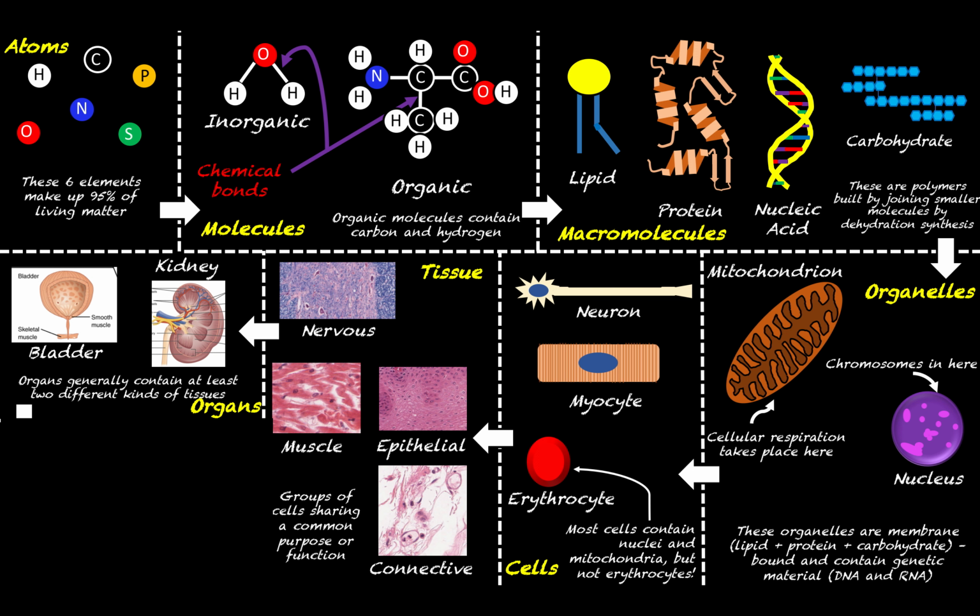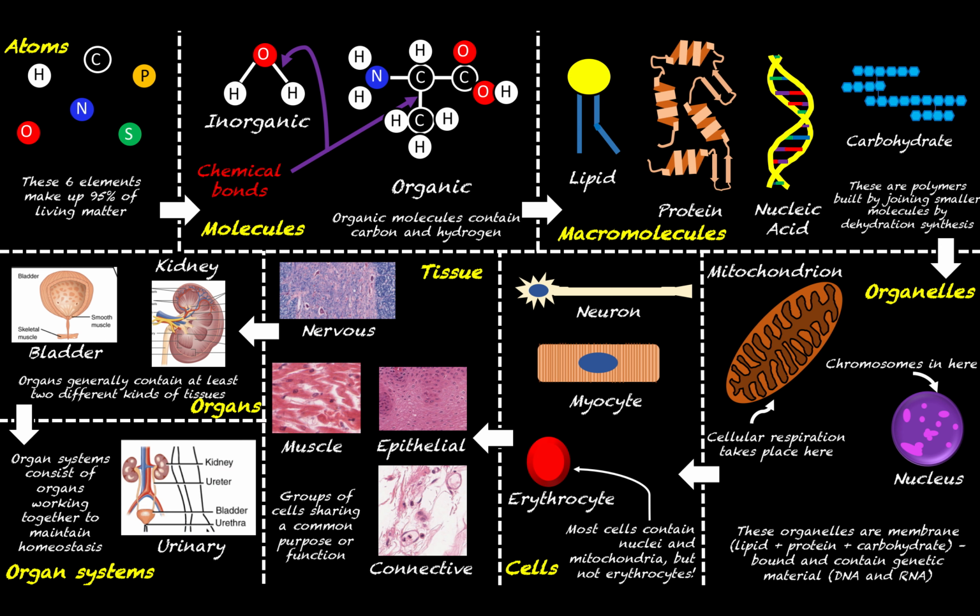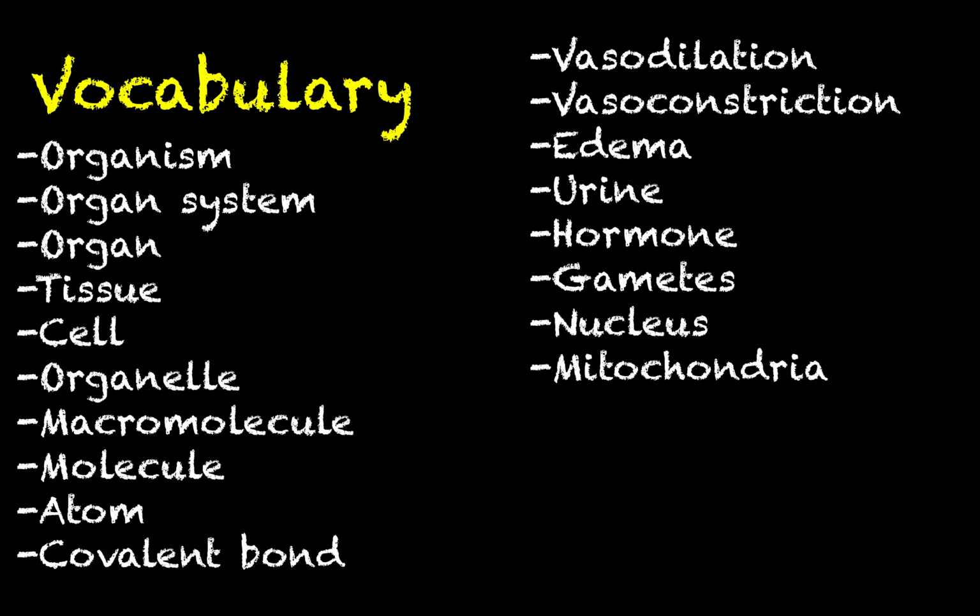Tissues come together to build individual organs like the bladder or the kidneys, which we talked about before. And generally speaking, organs tend to contain at least 2 different kinds of tissues. In the case of the bladder, you're containing both muscle tissue and epithelial tissue, in addition to some nervous tissue as well. And then finally, organs come together to build functional organ systems that again work together to maintain homeostasis.